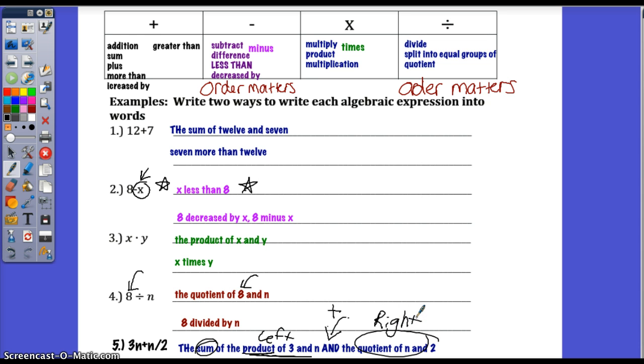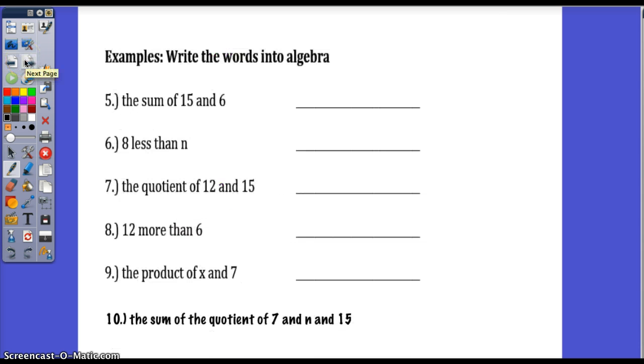Now let's go ahead and look at doing it backwards. The sum of 15 and 6. Sum we know is plus, so it's 15 plus 6. Number 6, 8 less than n is n minus 8 because 8 is being smaller. The quotient of 12 and 15.